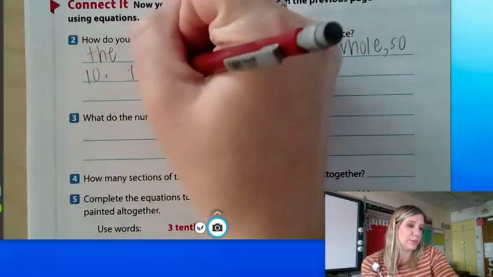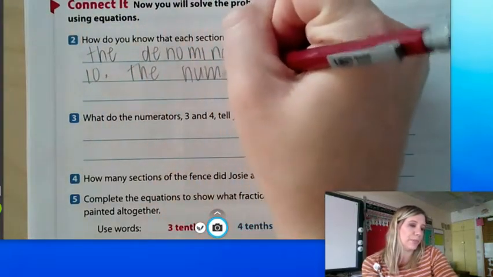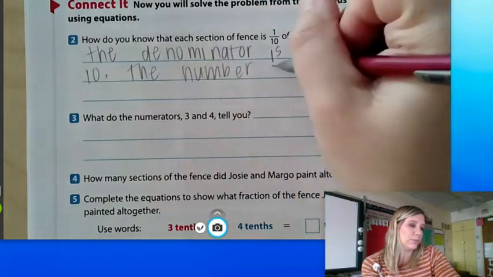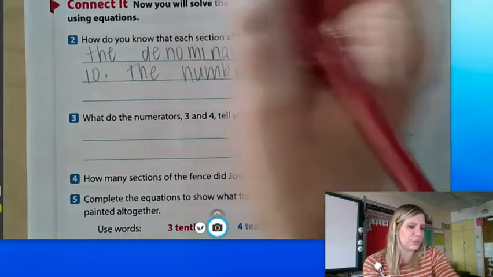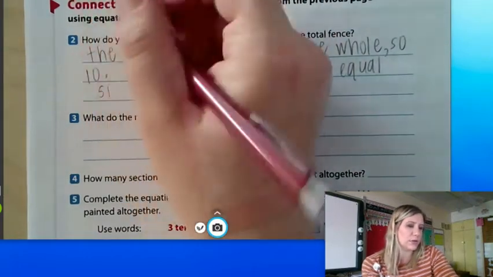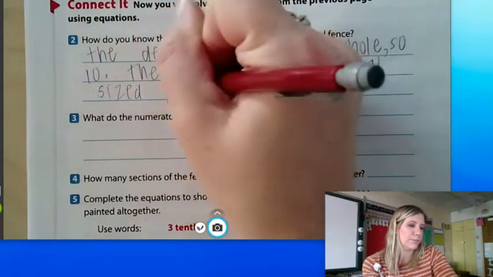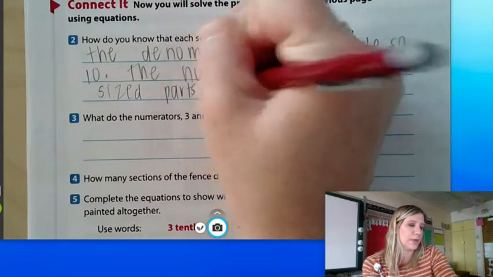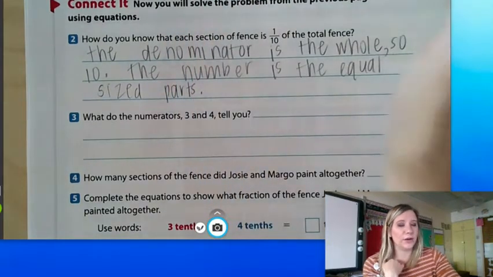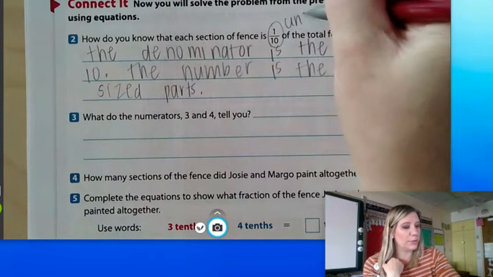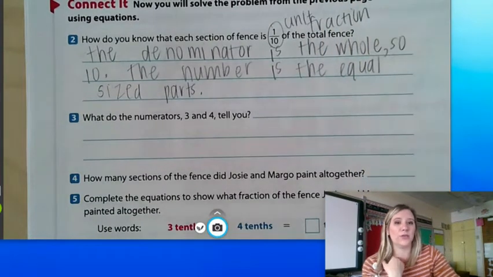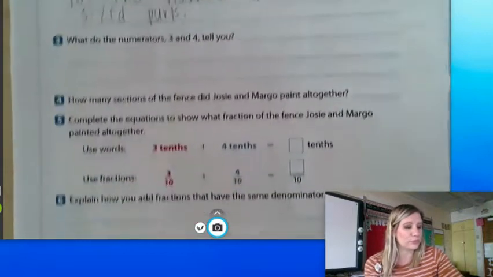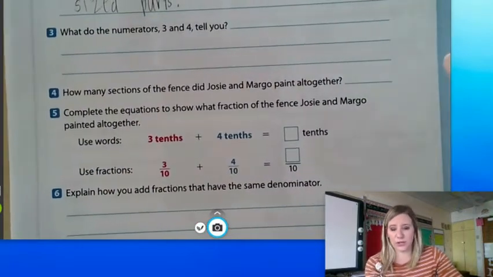The numerator is the part. The denominator is the equal sized parts. We talked about how if it has a 1 on top, it's that unit fraction, that one part of the entire whole. So what do the numerators 3 and 4 tell you?